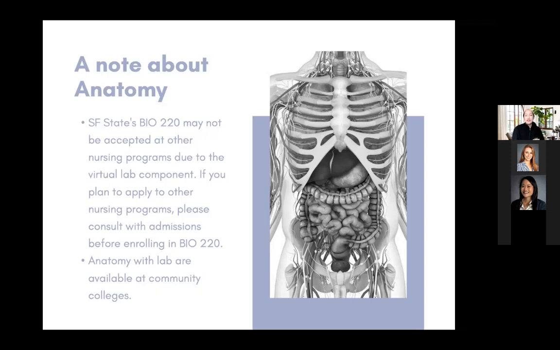And so, as I mentioned, it's going to require you to do some research and contacting those other programs. And there is a possibility that you can take Bio 220 at a community college and still be enrolled in SF State classes. So you can be co-enrolled in classes if you need to, because at the community colleges, anatomy with the labs are available.